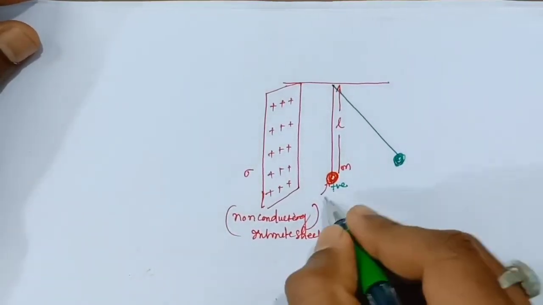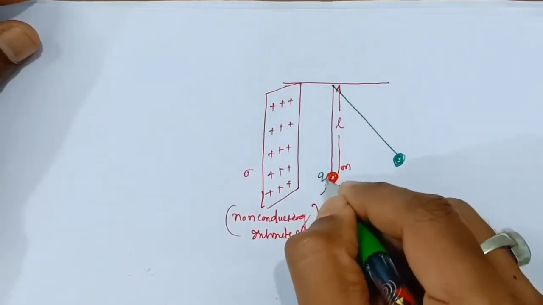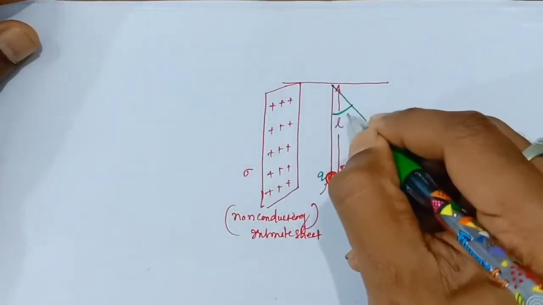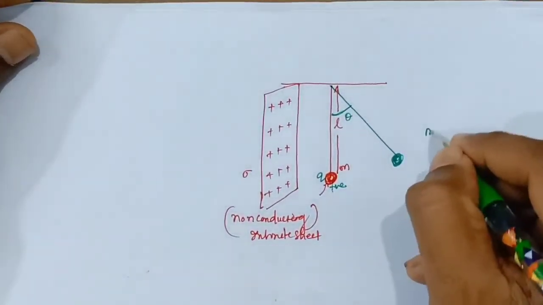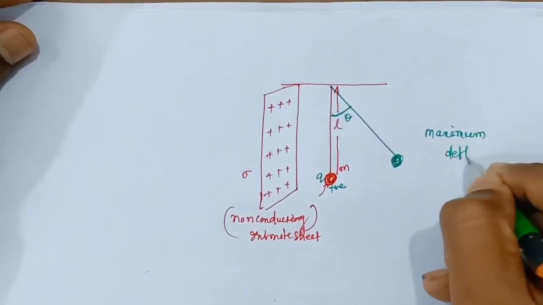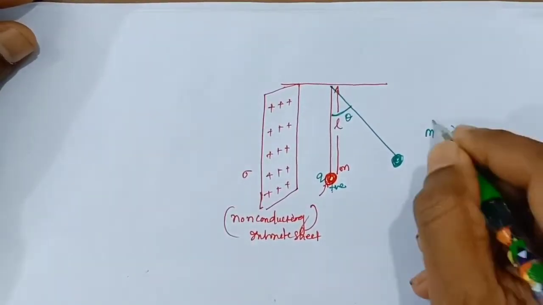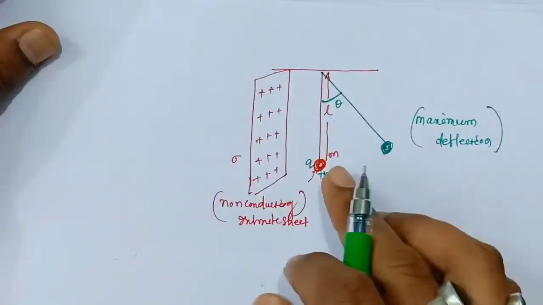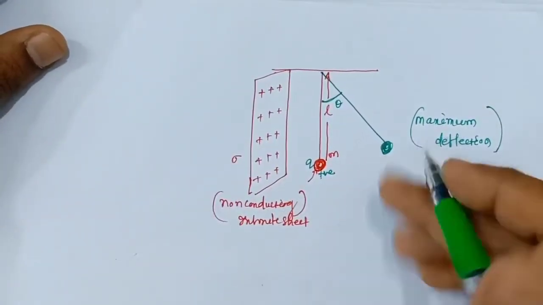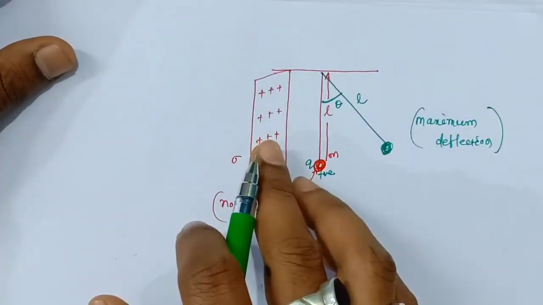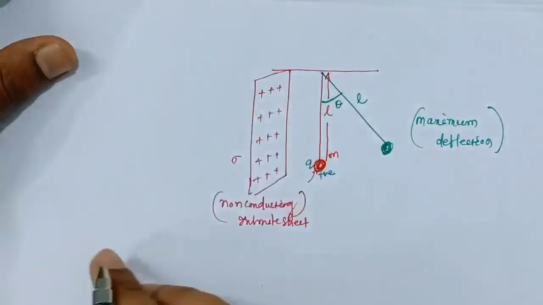When you supply some amount of charge q to this bob, positive charge, it will definitely deflect like this. The question is asking for the maximum deflection. Here the question is very simple. A student has to think of one important thing: what is the expression of the electric field due to a non-conducting infinite sheet?